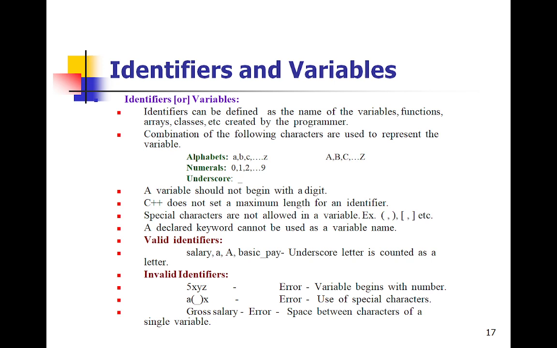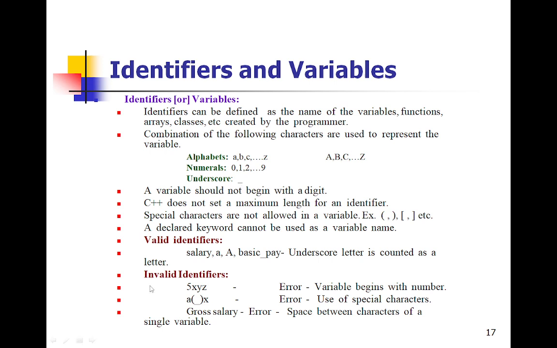C++ does not set a maximum length for identifiers. Special characters such as brackets and square brackets are not allowed in variables, so we should not use them. We can use only the underscore in order to separate more than one word.